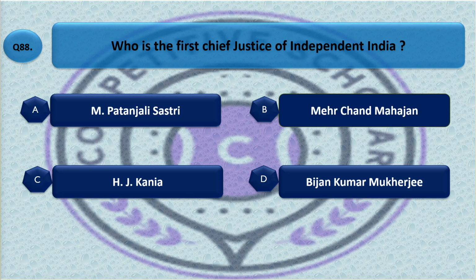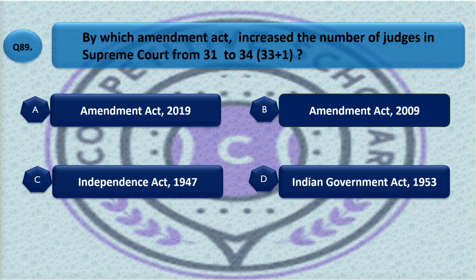Who is the first Chief Justice of independent India? Option A, M. Patanjali Sastry. B, Meherchand Mahajan. Option C, H. J. Kania. D, Bijan Kumar Mukherjee. Answer is option number C.